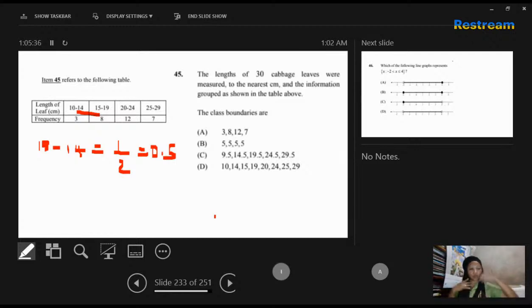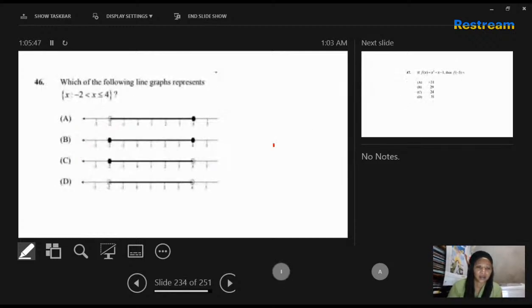Oh, that would be C, since 10 minus 0.5 is 9.5. All right, Asar.